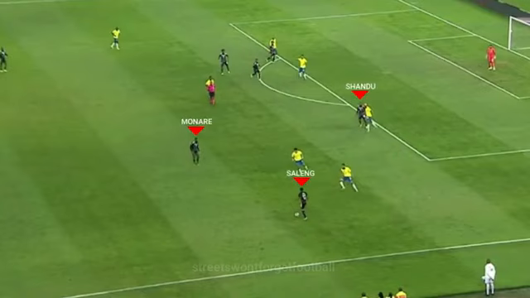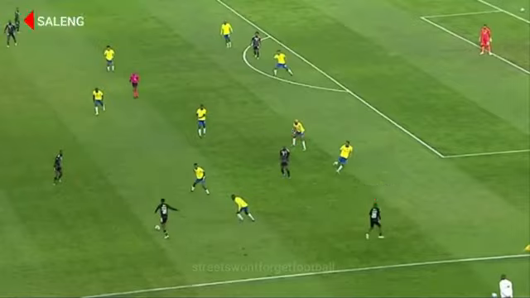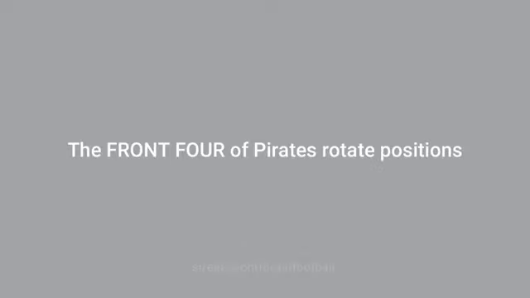In this image, Saleng is on the wing with Shandu and Munari in the right half space. But in this image, it is Shandu who is occupying the wing, and the players around him have changed. By now you probably haven't noticed, but if you look in your top left corner, that is Saleng. The front four of Pirates rotate positions. This is why at times you may see them in all sorts of positions.